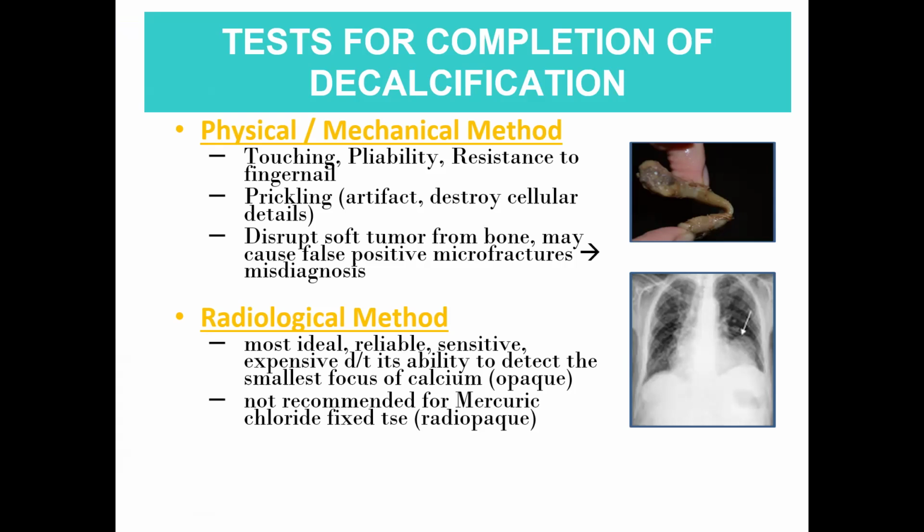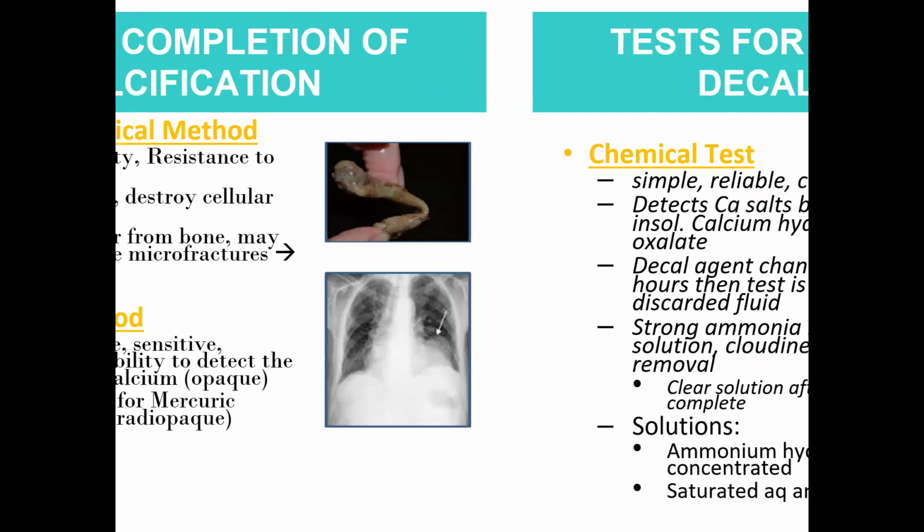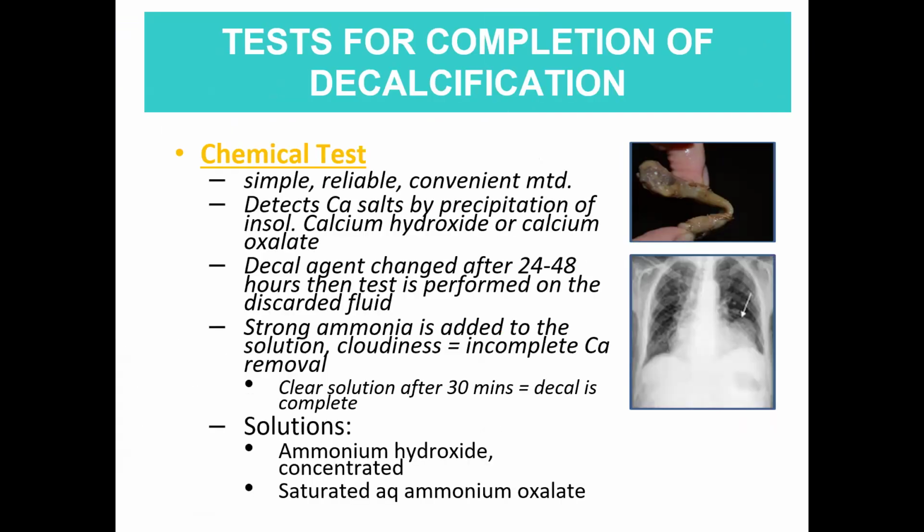Next is the radiological method, the most ideal, reliable, and sensitive. However, it is expensive, owing to its ability to detect the smallest focus of calcium, which would appear opaque on the image. It is not recommended for mercuric chloride-fixed tissues because they are already opaque. Then the chemical test is a simple, reliable, and convenient method.